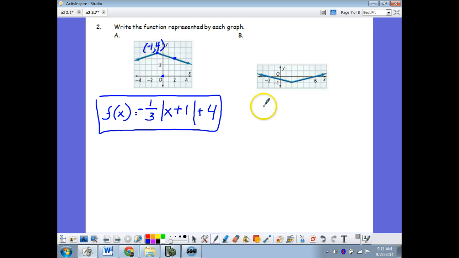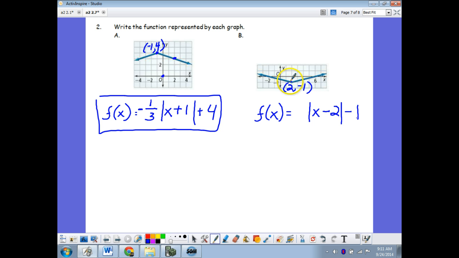In B, once again, we have the absolute value symbol, and we'll look at where the vertex is first. The vertex is at the point (2, -1). So we're moving it 2 units to the right, which causes -2 in our equation. And 1 unit down, which means we need -1 here.